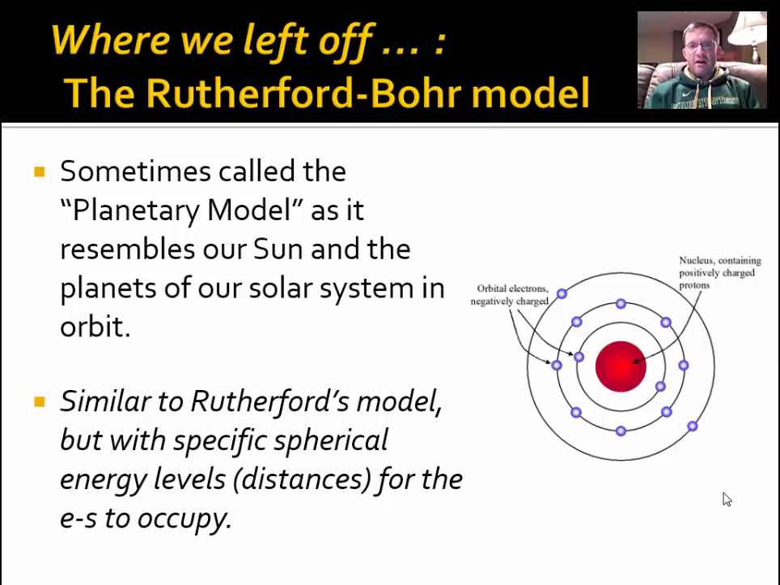The Rutherford-Bohr model, or what we sometimes think of as the planetary model, where we have a nucleus, kind of represents the sun, and then the planets around the nucleus, we represent the electrons in very distinct rings. Just like the planets have orbits that are very specific, Bohr's model has the electrons at very specific distances from the nucleus and not in between. So that's where we're picking up and adding on from there.